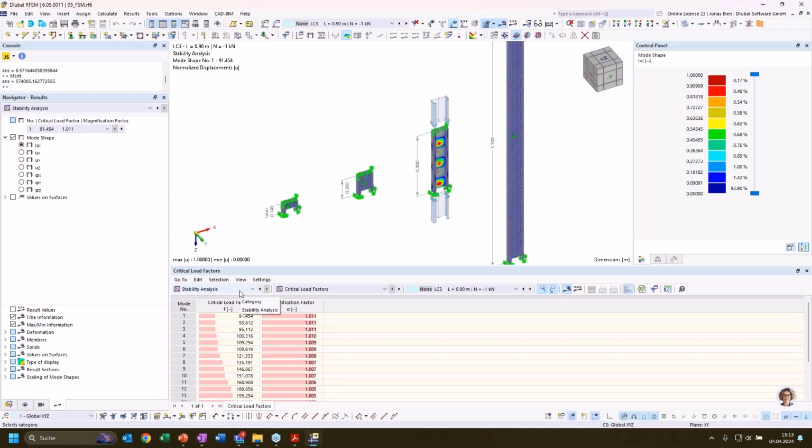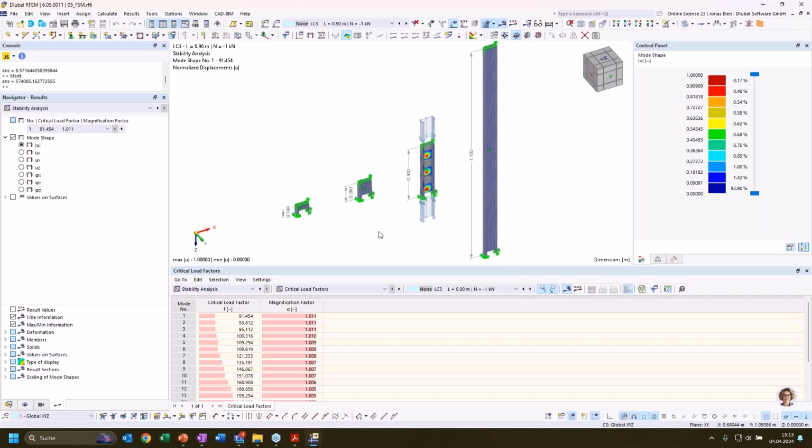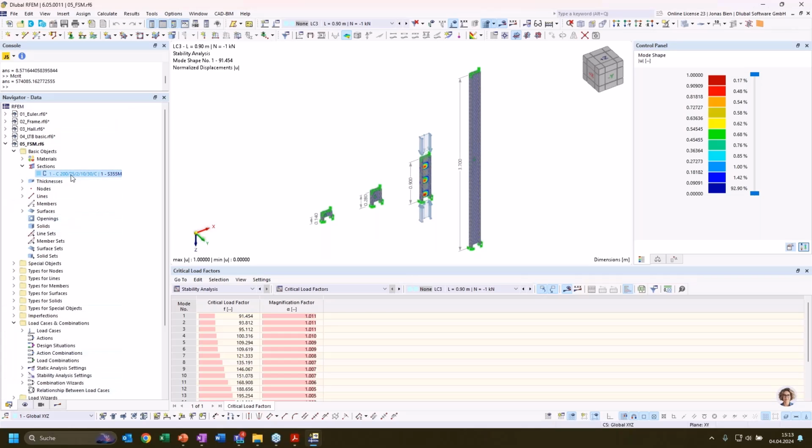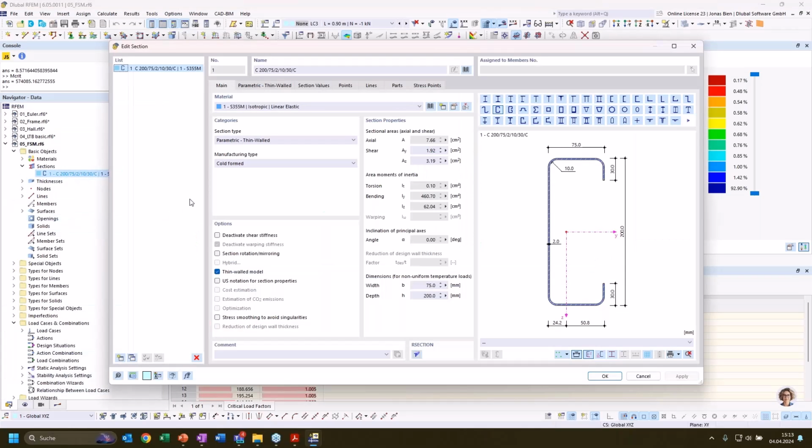But we have also another alternative option to investigate such failure or local instability modes on the cross-section level. And this is kind of hidden in the edit sections dialog. That's why I want to show you that and highlight that we have this feature.